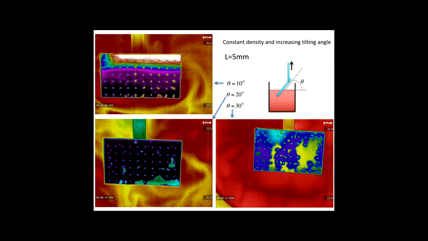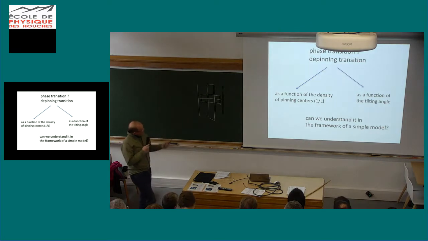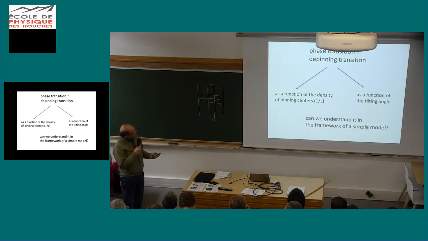It is somehow counterintuitive, isn't it? Because one would expect that as I'm increasing the angle, it will flow down much more, but it's quite the inverse. As I'm increasing the angle, in fact, the pinned state is more favorable. So let's try to understand this in some simple models. So in fact, then we have a kind of phase transition in two directions.